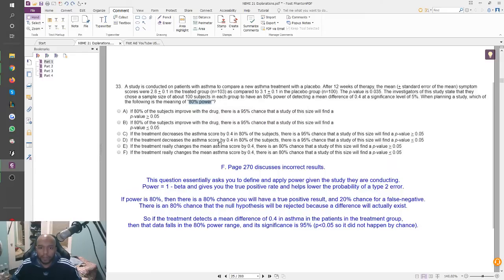And then you read all your answer choices, and you could take your time reading it, but 80% power means exactly what it says in answer choice F. If the treatment really changes the mean asthma score by 0.4, there's an 80% chance that a study of this size will find a p-value less than 0.05, which means that if this treatment actually helps an asthmatic person, there's an 80% chance that that occurred because it's actually true, right? Because it's actually true. That is not just by chance. Being by chance would mean a p-value of more than 0.05, right? But this would be not just by chance.